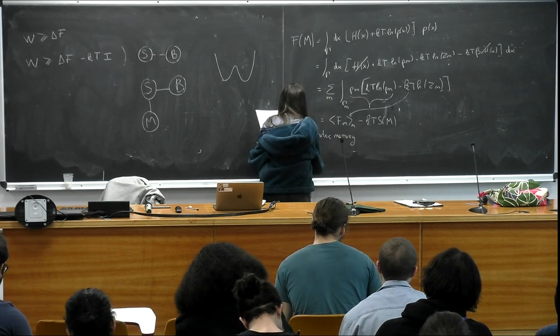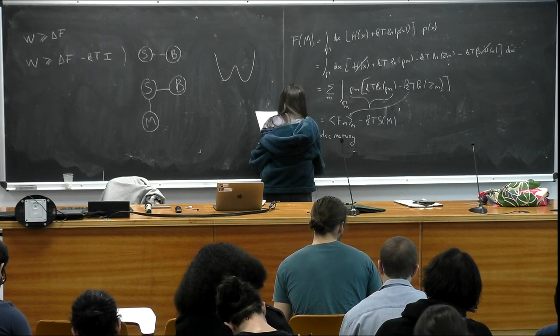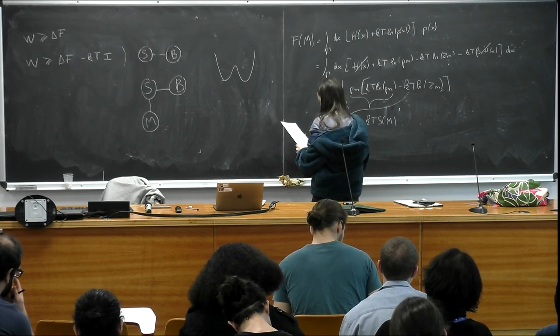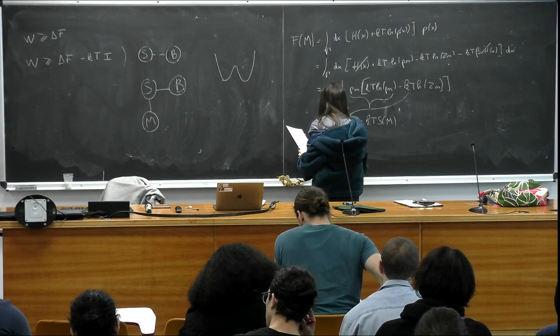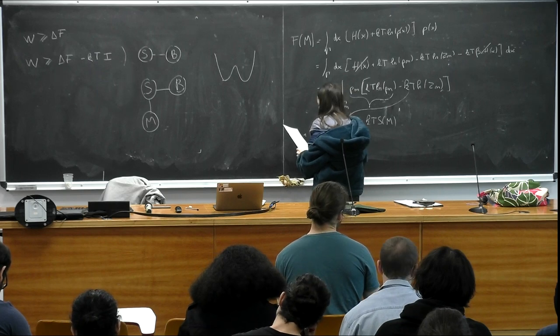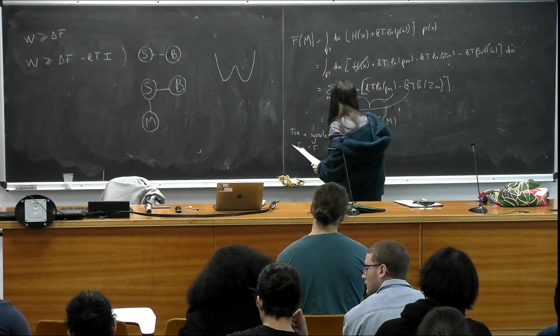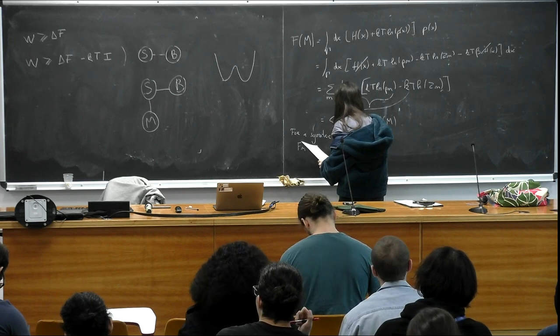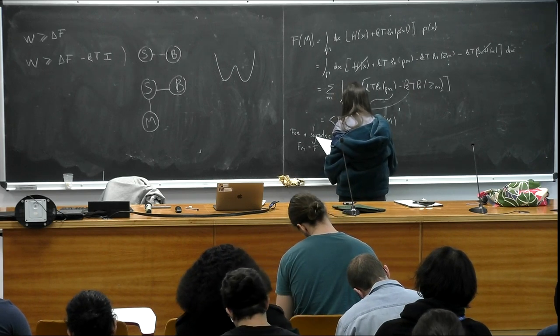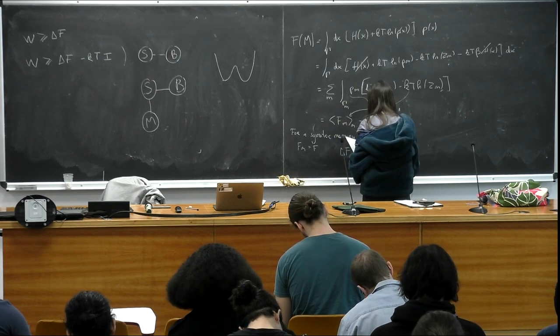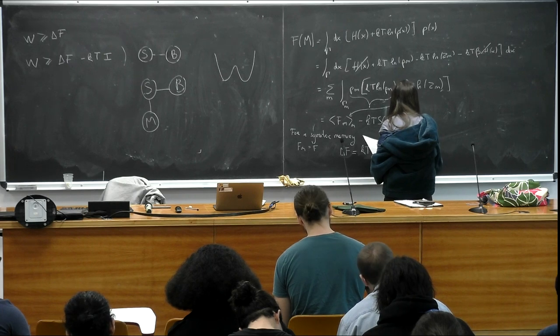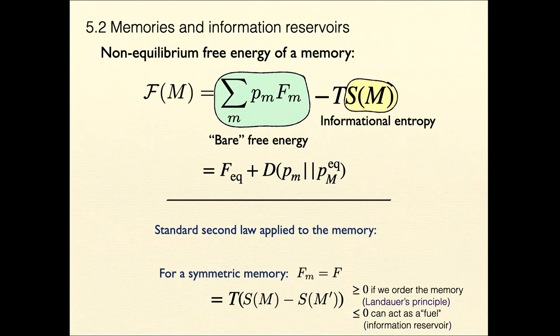then we're going to have that the free energies F_M are all the same, some quantity F. And of course, the P_M are just like, but this I don't even need it actually. So then what it gives is that the change of free energy will just be kT times the entropy of my memory initially minus the entropy of my memory after the operation. So this is only in the case of a symmetric memory.